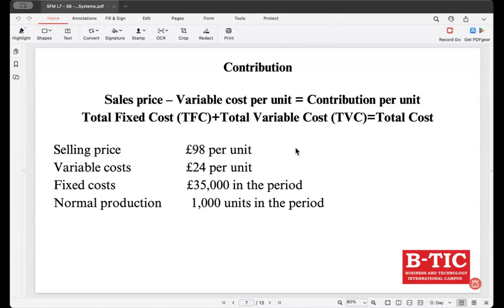74 pounds. 74 pounds, that is correct. So how did we get it? Selling price per unit minus variable cost per unit is equal to contribution per unit. Now the selling price per unit, they've made it easy for you. They've already given the selling price per unit, which is 98 pounds. 98 pounds minus the variable cost of 24 gives us the result of 74 pounds. So this is the contribution per unit.